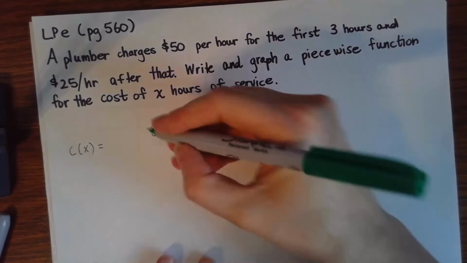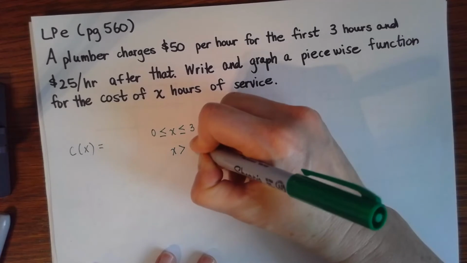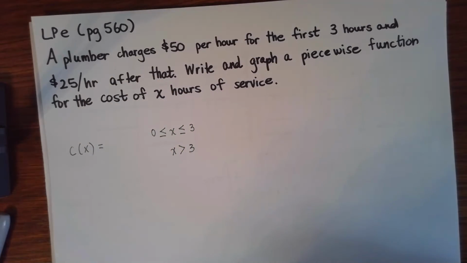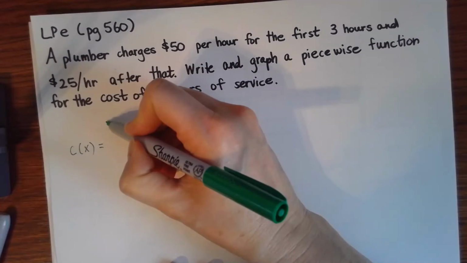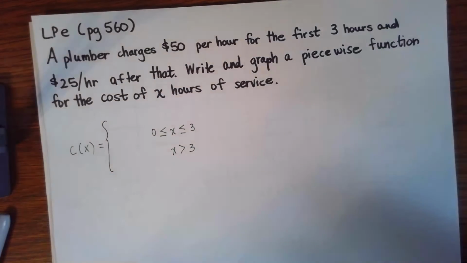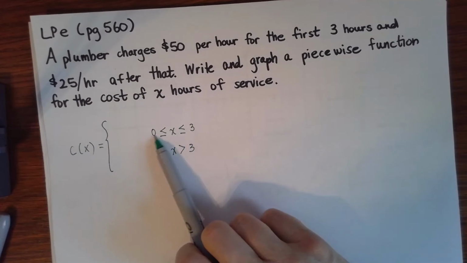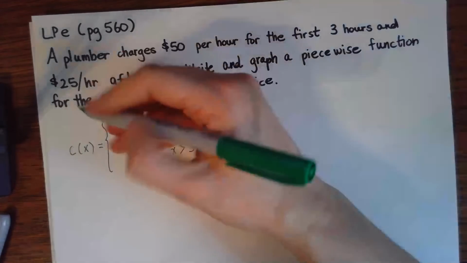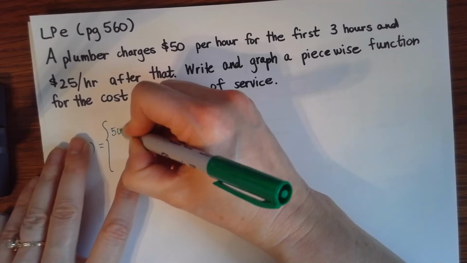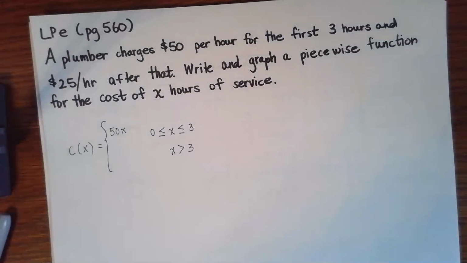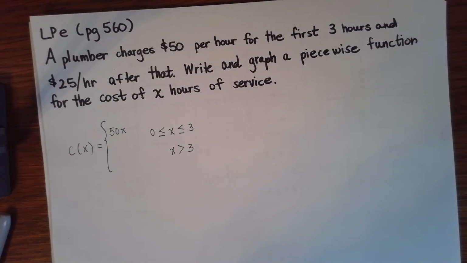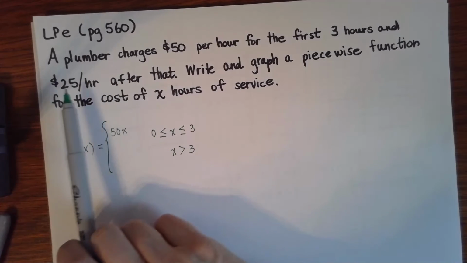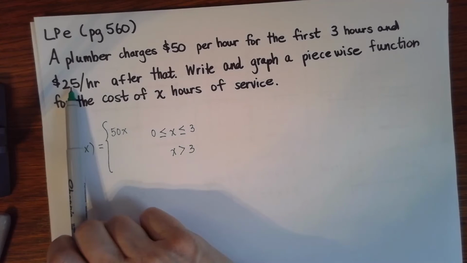And then after, so if it's more than 3 hours, a new rule is going to be applied. And so if it's anywhere up to 3 hours, it's going to be $50 per hour. So we know that it's going to be $50 times the number of hours, 50 times x. Now what happens after that is the plumber is going to start charging $25 an hour after that.